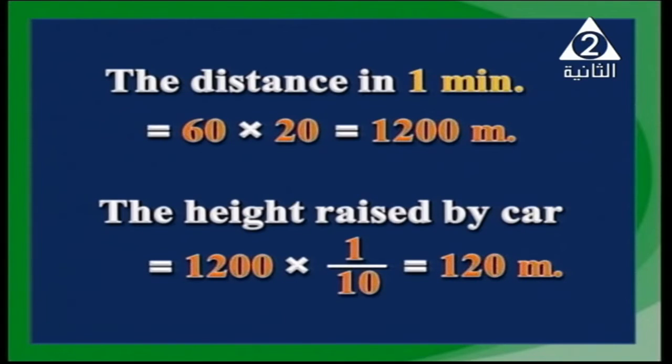The height raised by the car. The car climbed a hill, and the hill has a height. What is the height? By using a right-angle triangle, by using sine, with the ratio 1 over 10 and the length of 1,200 meters, the distance in 1 minute, 1,200 times 1 over 10 equals 120 meters. This is the height of the hill.